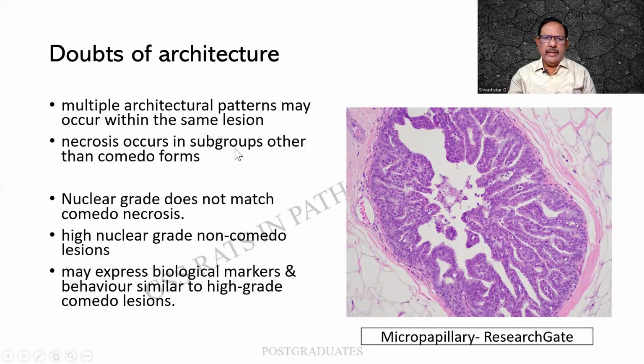The necrosis can occur in subgroups other than the comedoforms also. Nuclear grading does not match the comedo necrosis. And the high nuclear grade, the non-comedo lesions can also be taken to importance. They may express biological markers and behavior similar to the high-grade comedo lesions. So it is not the appearance or the necrosis that matters when it comes to the behavior.